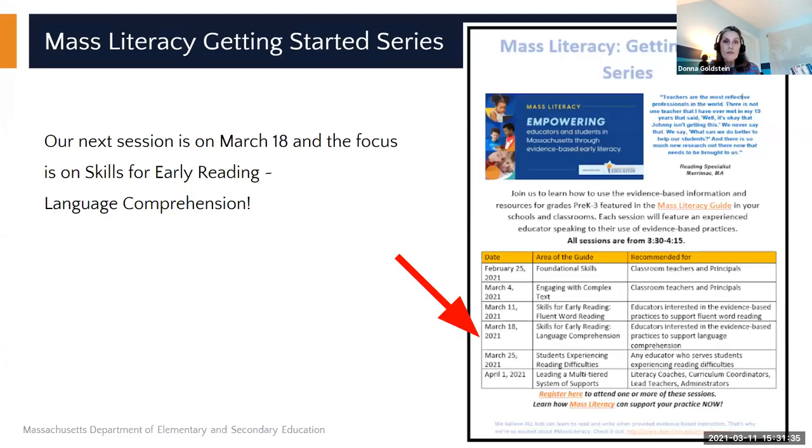Mass Literacy Getting Started is a series of six sessions designed to support users in accessing specific areas of the Mass Literacy Guide. Today is our third in the six-session series. Each session features experienced educators speaking directly to their use of evidence-based practices and connecting this work to the Mass Literacy Guide. Today's focus area is around fluent word reading. The remaining three focus areas include language comprehension, students experiencing reading difficulties, and leading a multi-tiered system of support.